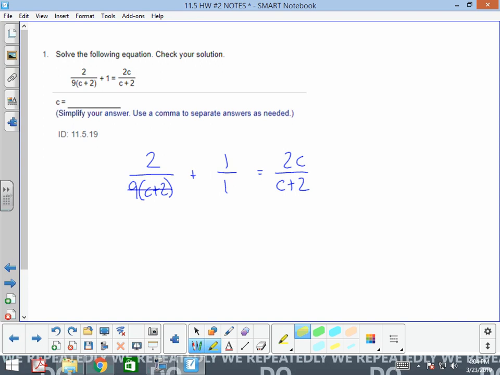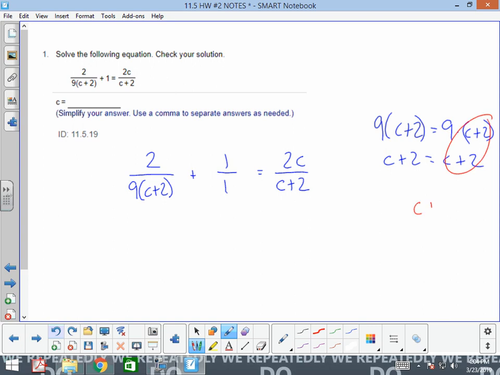So this binomial is 9c, parentheses c plus 2. This binomial is c plus 2. We don't have to worry about the denominator that has a 1 because it's already the way we want it. So 9 parentheses c plus 2 is already factored. It's still 9 times c plus 2. C plus 2 is just c plus 2. So they have in common a c plus 2. They don't have in common a 9. So our LCM is 9 parentheses c plus 2.